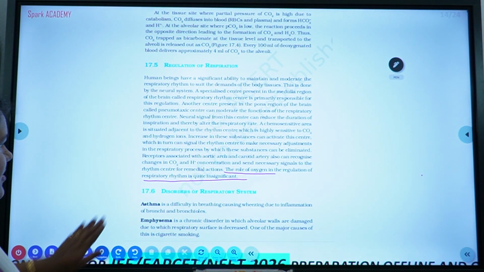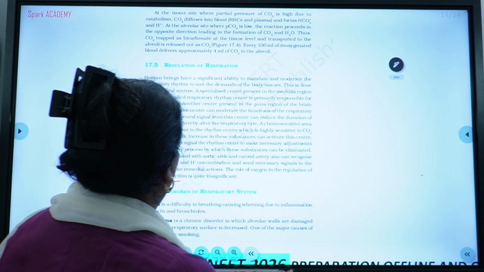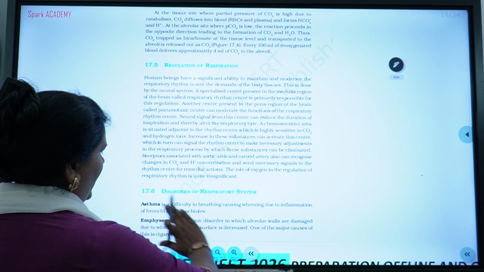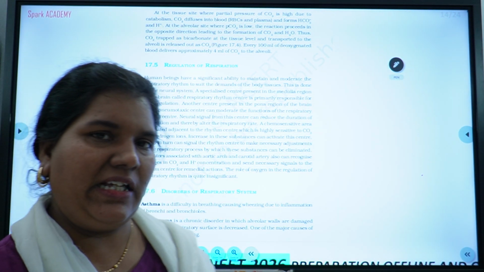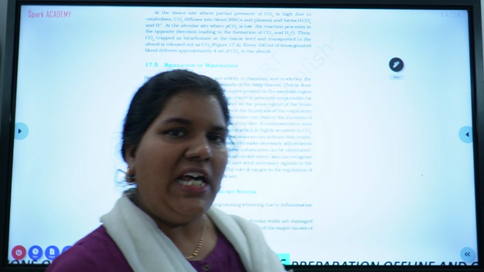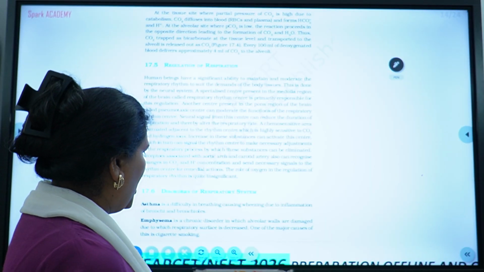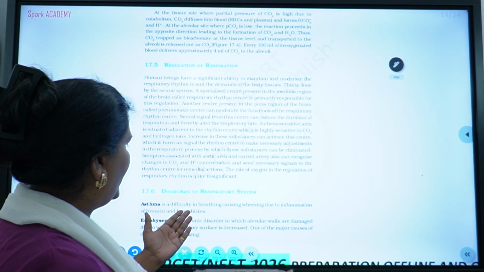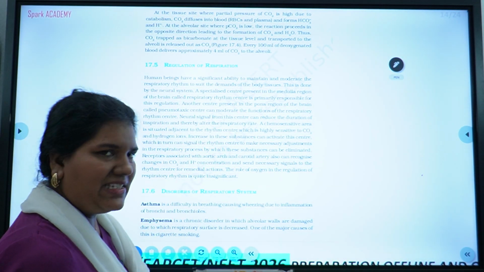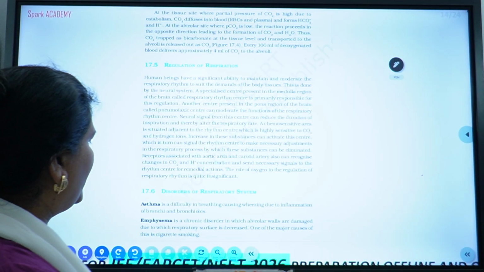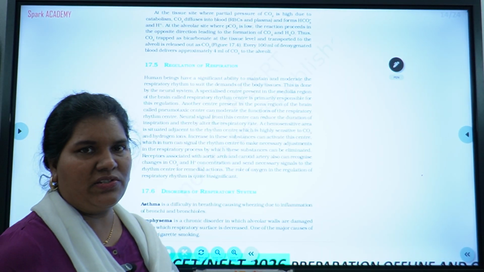Now let's see the disorders of the respiratory system. What are the disorders? There are three disorders given in NCERT and they are very important, as you all know. Let's see the first one, asthma. What is asthma? Asthma is difficulty in breathing causing wheezing due to inflammation in bronchi and bronchioles.